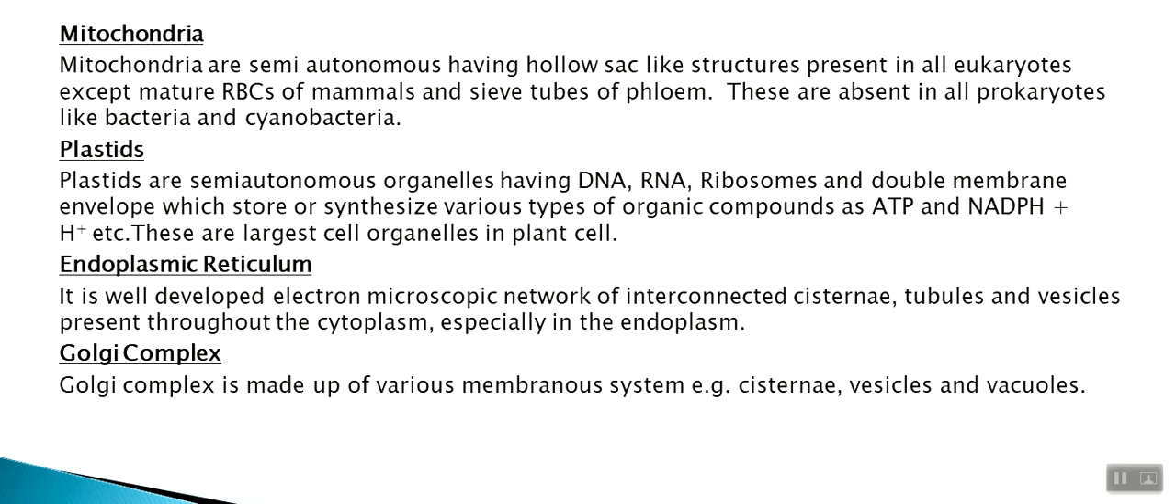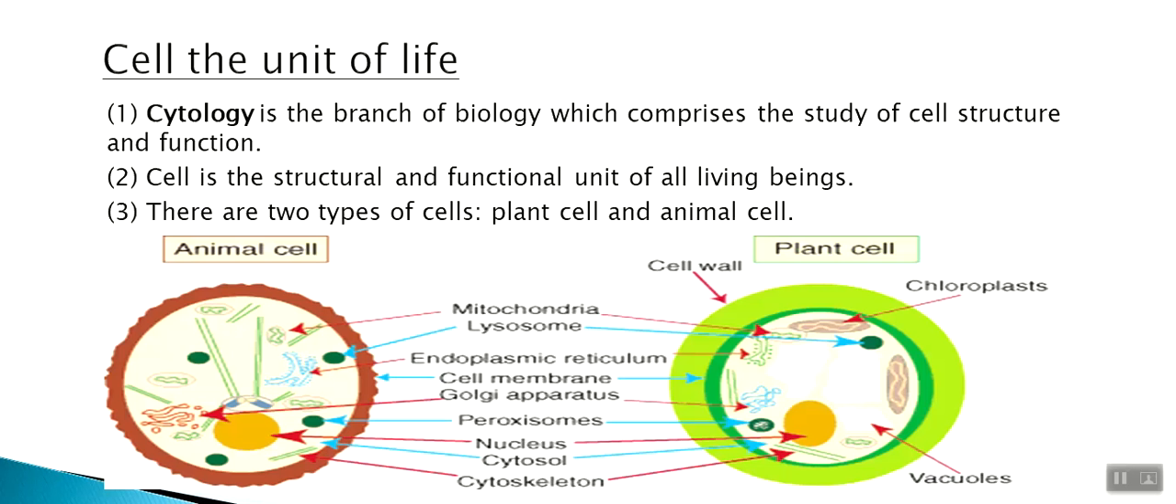Endoplasmic reticulum. It is a well-developed, electron microscopic network of interconnected cisternae, tubules and vesicles present throughout the cytoplasm, especially in the endoplasm. And last is Golgi complex. It is made up of various membrane systems, for example cisternae, vesicles and vacuoles. So they were all the definitions related to the topic called cell, the unit of life.